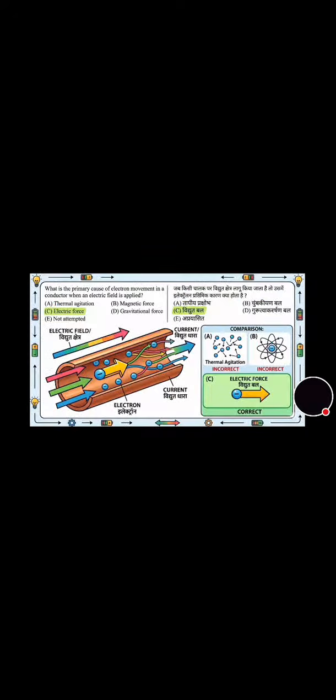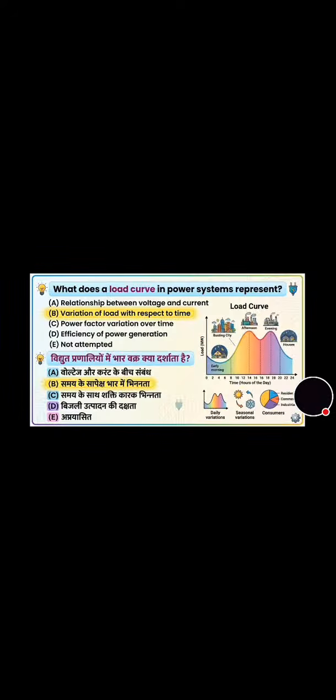What is the primary cause of electron movement in a conductor when an electric field is applied? And its correct answer is option C, that is electric force. Now move towards the next question. What does a load curve in a power system represent? And its correct answer is option B, that is variation of load with respect to time. Now move towards the next question.